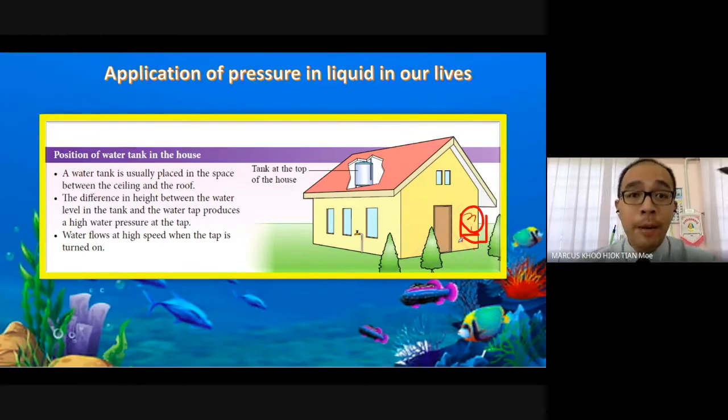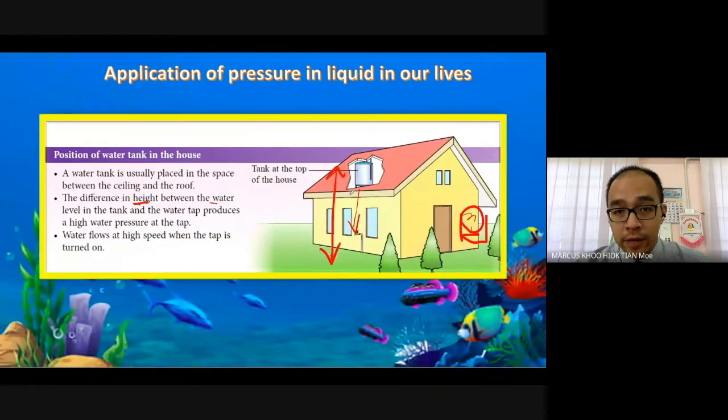But putting a pump increases the cost, because you have to buy the pump, then pump the water. But if the water tank is at the top of the house, you are actually taking advantage of the height of the tank. So the difference in the height between the water level in the tank and the water tap, let's say your tap is over here, there's a difference in height over here.